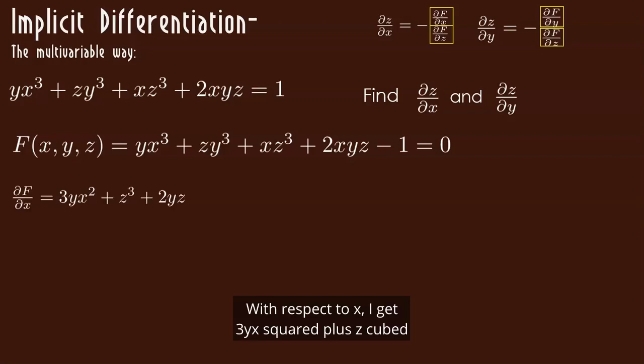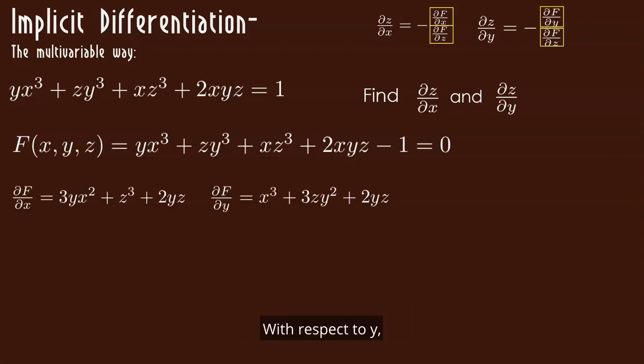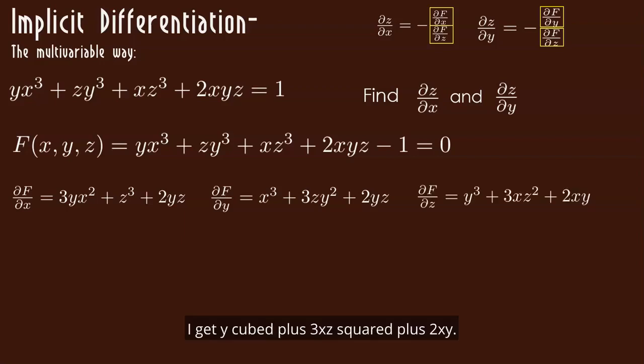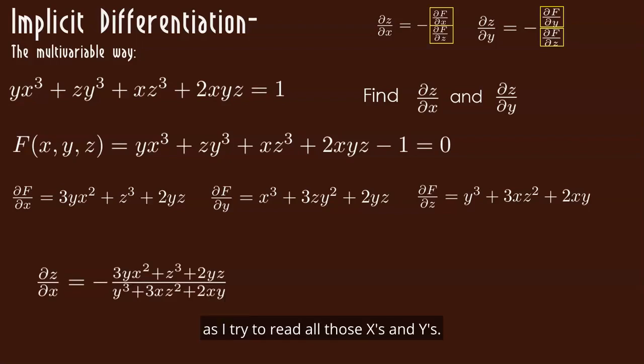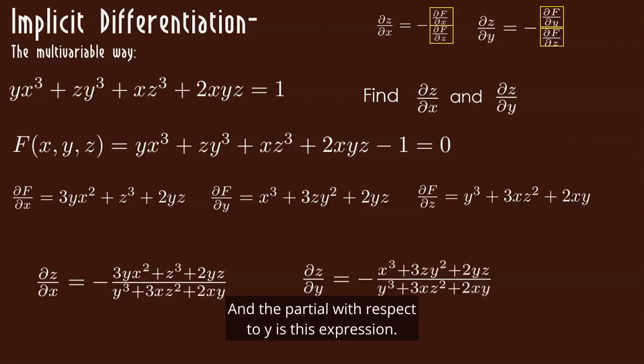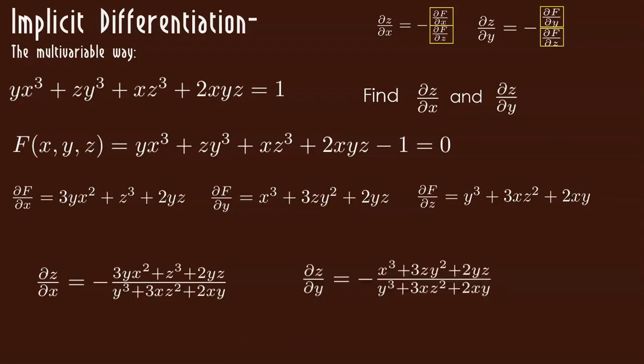With respect to x, I get 3yx squared plus z cubed plus 2yz. With respect to y, I get x cubed plus 3zy squared plus 2xz. And with respect to z, I get y cubed plus 3xz squared plus 2xy. So the partial of z with respect to x, I get this monstrosity, which I'm not going to read aloud because I will screw it up as I try to read all those x's and y's. And the partial with respect to y is this expression. That's how we implicitly find our partials given an equation where all the x's, y's, and z's are mixed together.